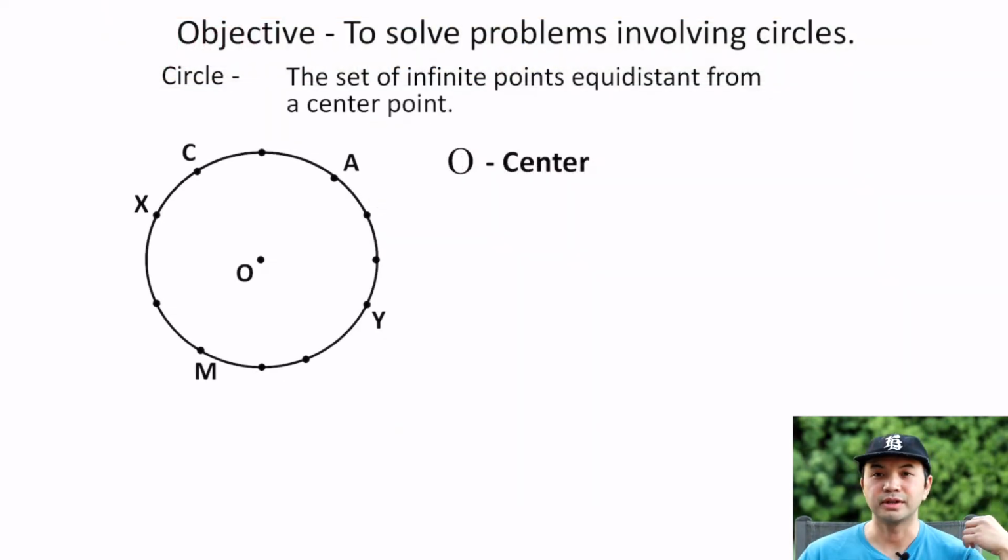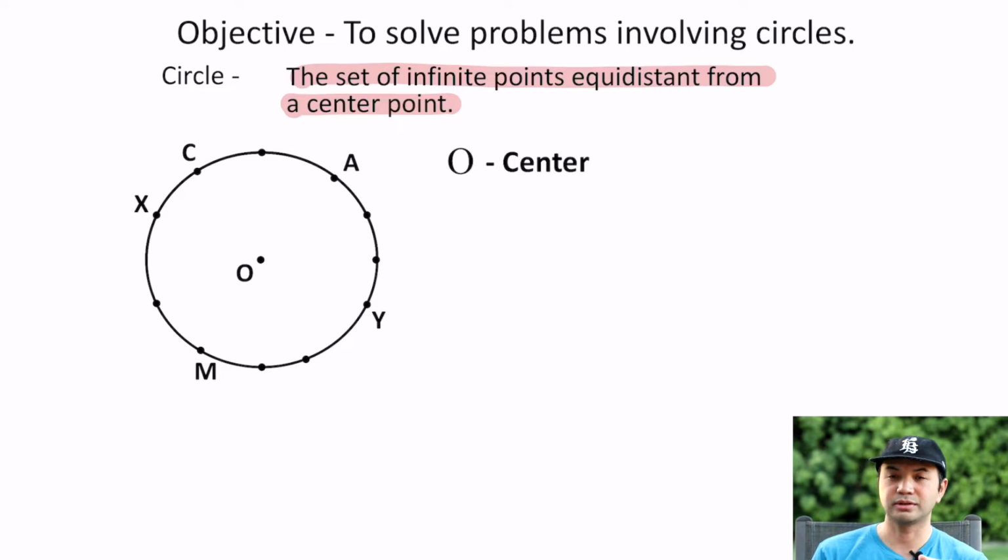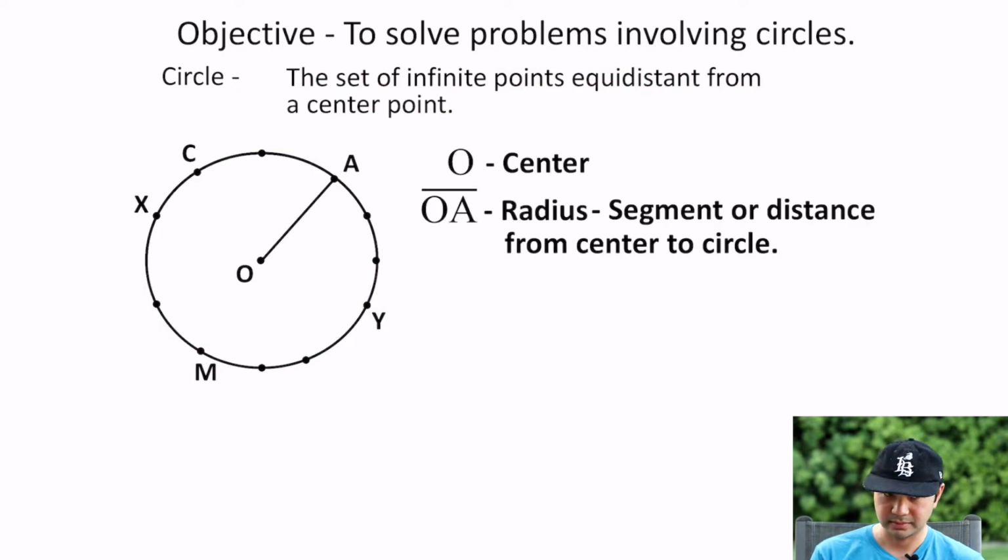So the actual definition of a circle is the set of infinite points equidistant from a center point. Now equidistant means the same distance from one point. So here I'm calling this circle O, and O is the center. So the circle is the set of infinite points that are the same distance from that center. All of these points here are the same distance from O as all the other ones.